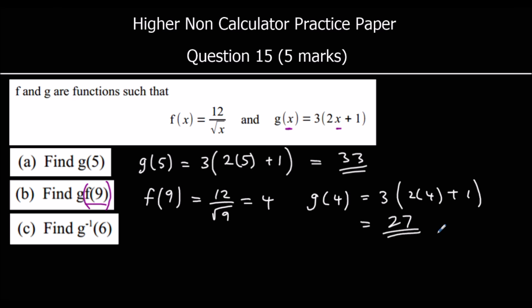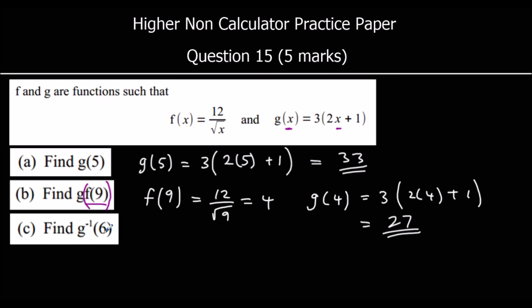And part C, so part B, that was called a composite function. That's when one function goes into another function. Part C, this is called an inverse function. This minus 1 means inverse. So find g minus 1 of 6. The inverse of g, if you put 6 into the inverse function, what do you get out? For an inverse function, the input becomes the output, and the output becomes the input. It switches around. It's the opposite function.